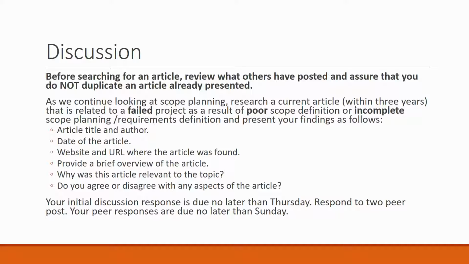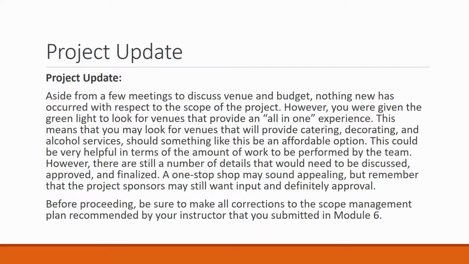Now I want you to then do the standard information. What's the title and the author? What is the date of the article? What was the website URL? Where was it located? Provide a brief overview of the article. Why was this article relevant to the topic? Always important. And then do you agree or disagree with any of the aspects of this particular article? Your initial response is due no later than Thursday, and of course you've got your 2 peer responses, which are due no later than Sunday.